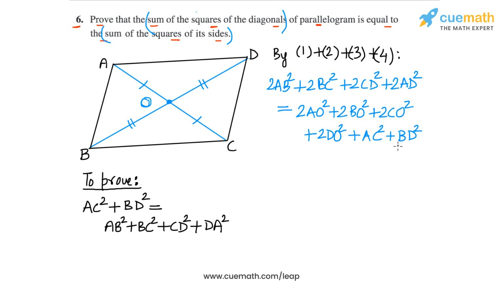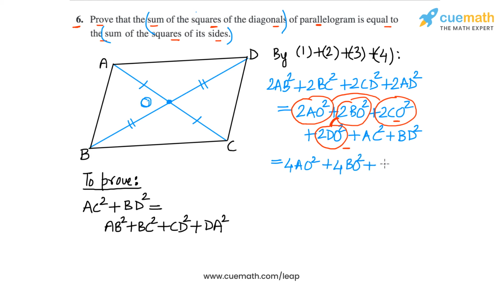Okay, now if we observe the terms on the right side carefully, we have 2AO square and 2CO square, but AO and CO are equal. So if we write 2CO square as 2AO square, then these two terms will add up to 4AO square, correct? So 4AO square, and then similarly if we take 2BO square and 2DO square, and BO and DO are equal, so if we write DO as BO, then we will get 4BO square, and then we have AC square, and then we have BD square.